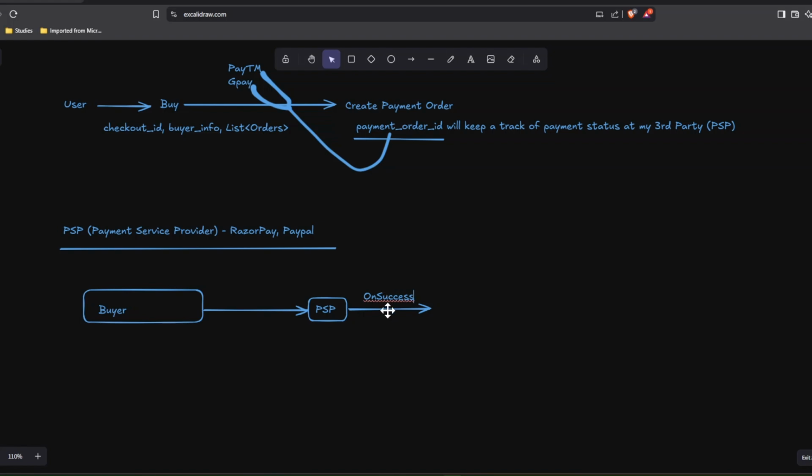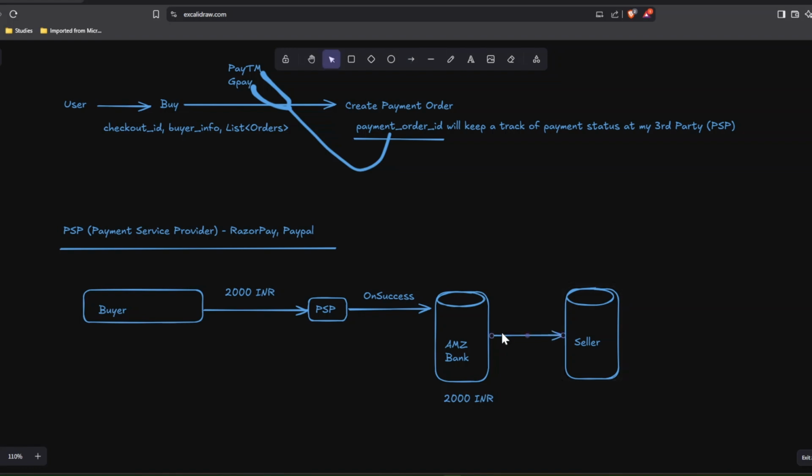if the transaction is successful, on success it will send that money to the bank account of the e-commerce. Suppose Amazon has a certain bank account for their money, and the buyer buys something for 2000 INR. On success, this is the Amazon bank, and what the Amazon bank will do is at first hold the 2000 INR. Then there will be this seller bank account also. Suppose Amazon has like a 10% cut sort of a thing. There will be some kind of ledgering process that goes on.